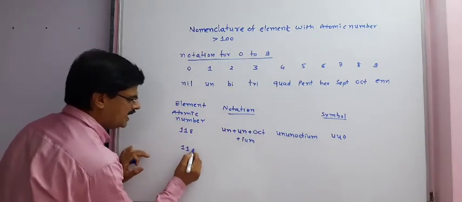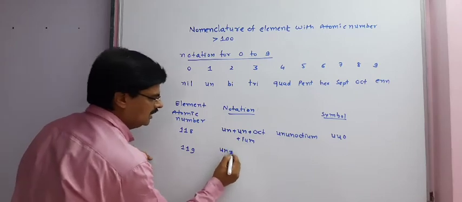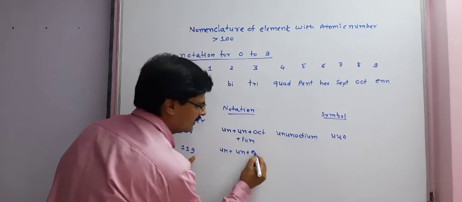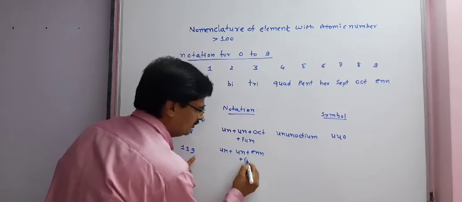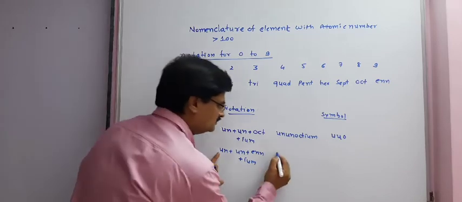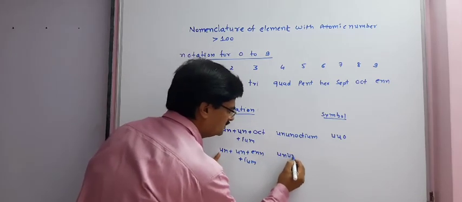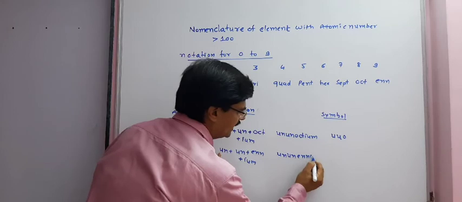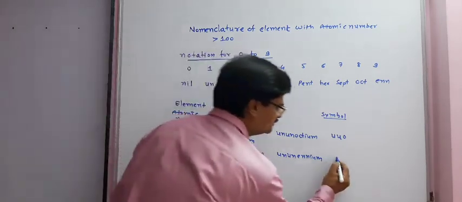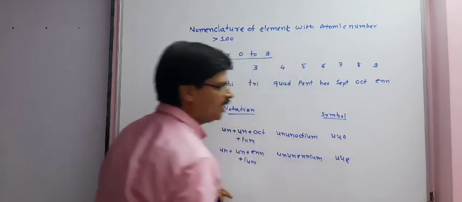Element number 119: un plus un. Plus for 9 we have enn plus ium. So the name is ununennium. And the symbol will be UUE.